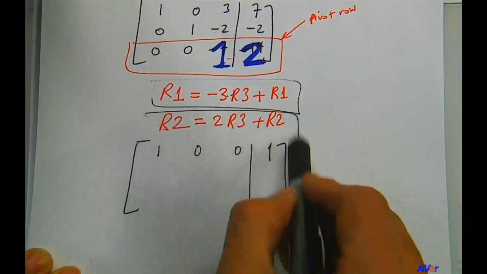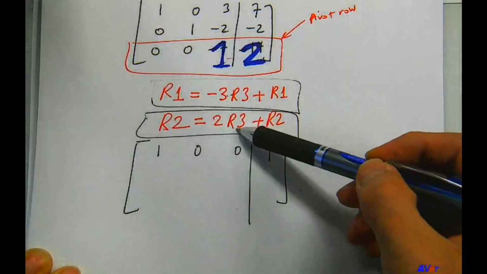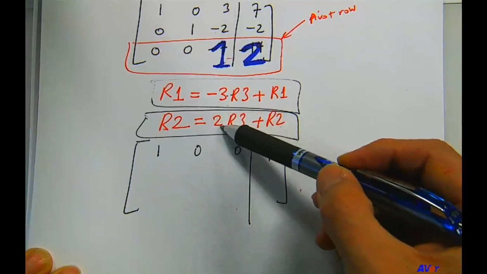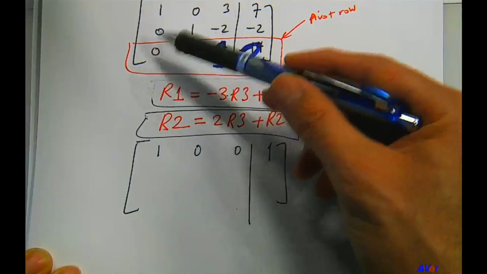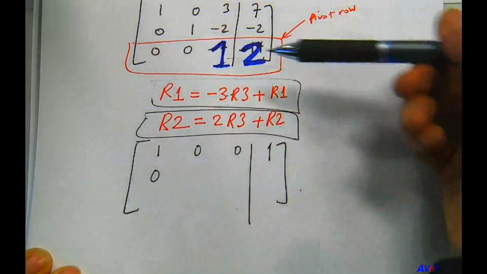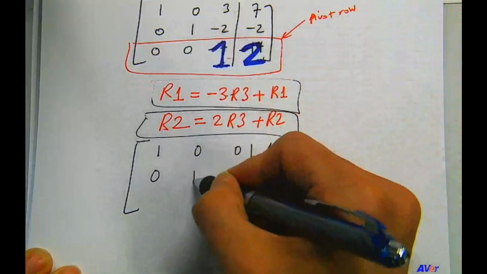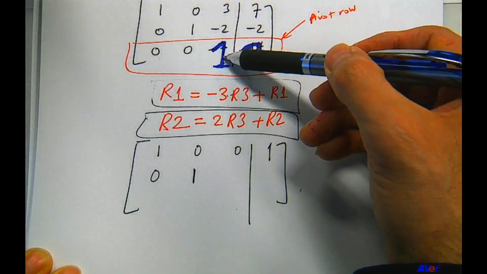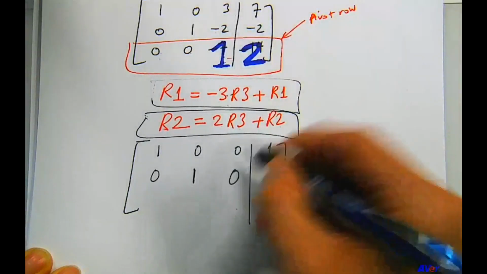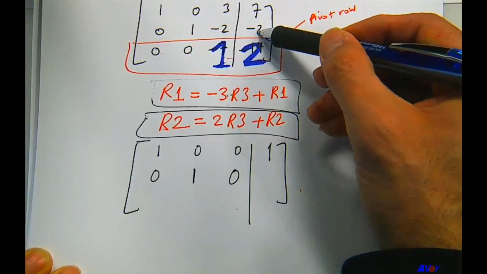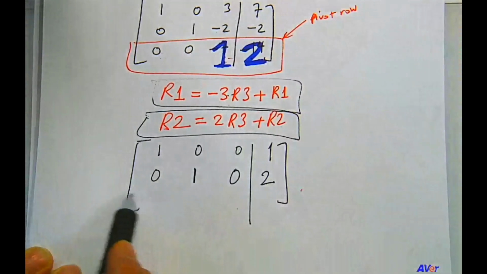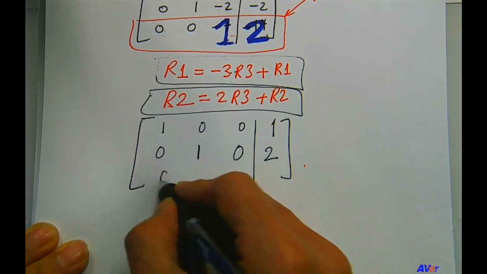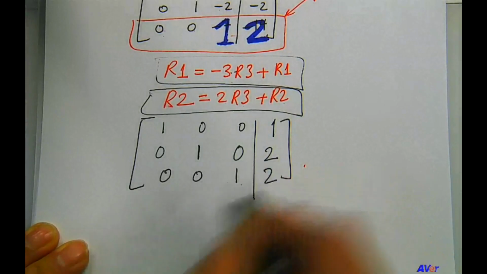Then this row operation is saying multiply row 3 by 2 and then add it to row 2. So twice 0 is 0 plus 0, 0. Twice 0 is 0 plus 1 is 1. Twice 1 is 2 plus -2, 0. 2 times 2 is 4 plus -2 is +2. And row 3 is the pivot row and it's not changing, so we're going to write it down as it is, 0, 0, 1, 2.